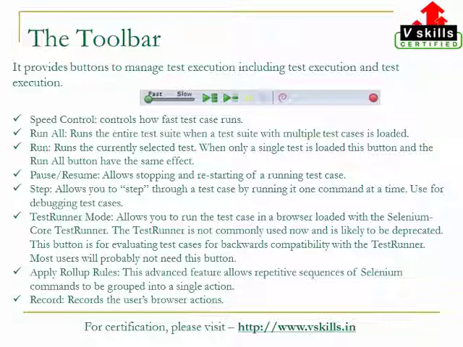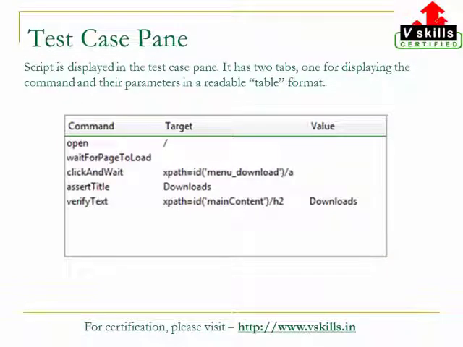Apply roll-up rules. This advanced feature allows repetitive sequences of Selenium commands to be grouped into a single action. Record. Records the user's browser actions. Test case pane. The script is displayed in the test case pane. It has 2 tabs, one for displaying the commands and their parameters in a readable table format.